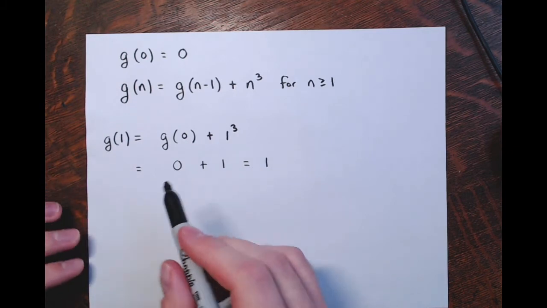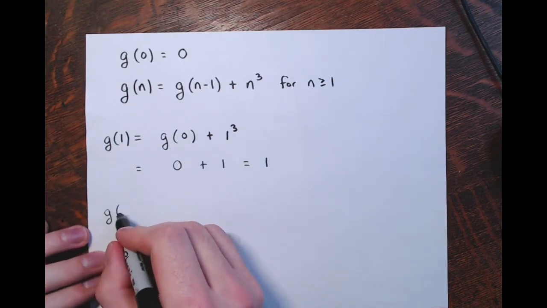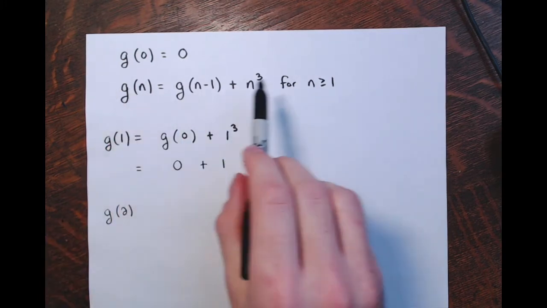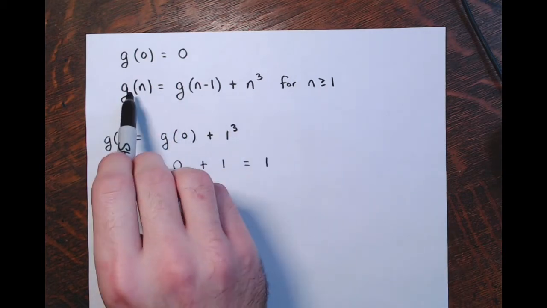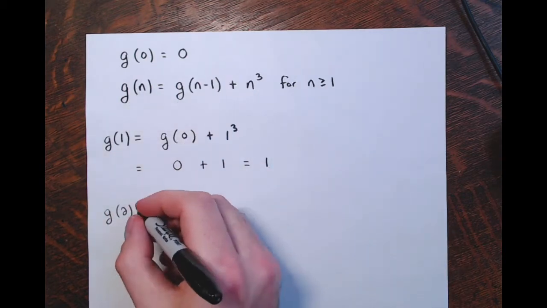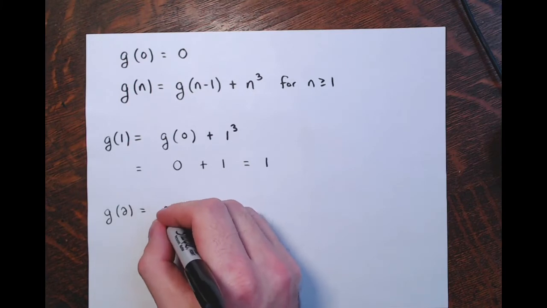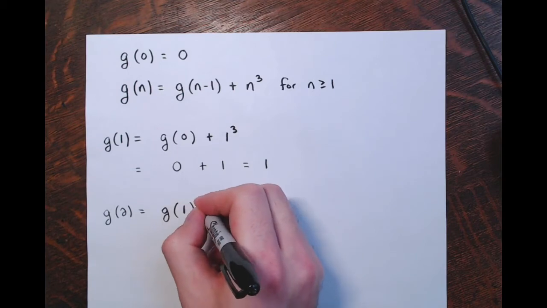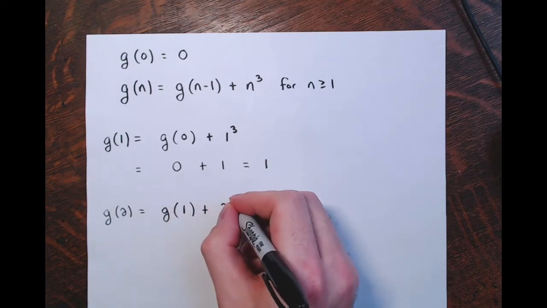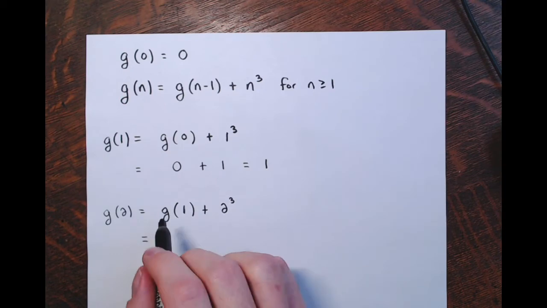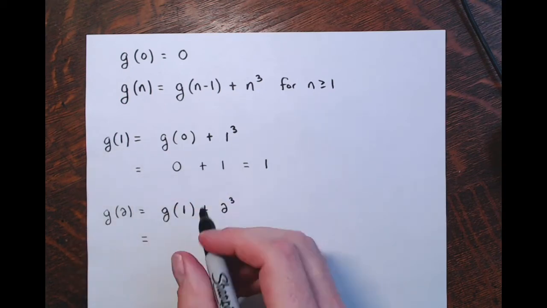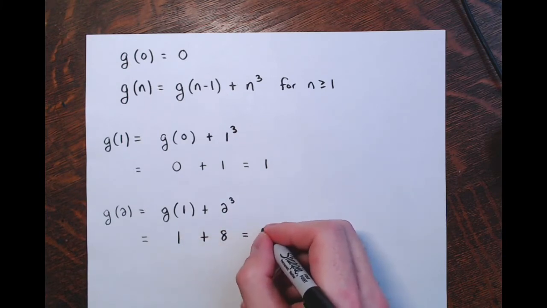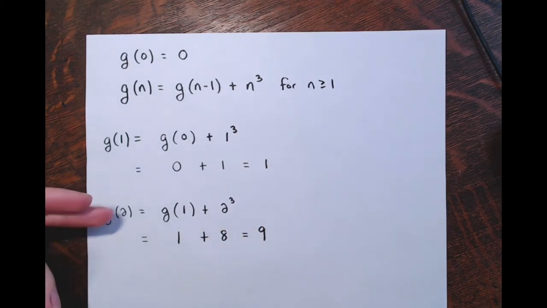Right. And then keep going, what's g of 2? Just replacing n with 2 and going through the rule, right? N is 2, so it's definitely greater than or equal to 1. So I go through this rule and replace every n I see with 2. So this would be equal to g of, and then 2 minus 1 is 1, plus 2 cubed, right? Replacing all the n's with 2. Now g of 1 we found from the earlier line is 1, plus 2 cubed, which is 8. So the value of g at the input of 2 is 9.